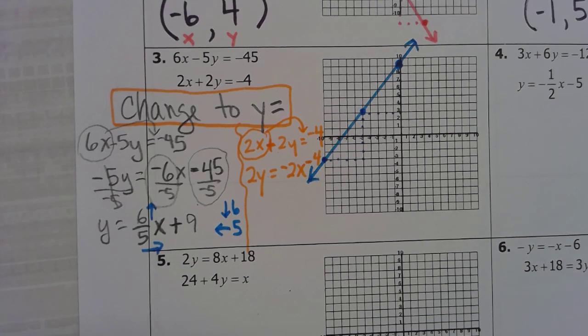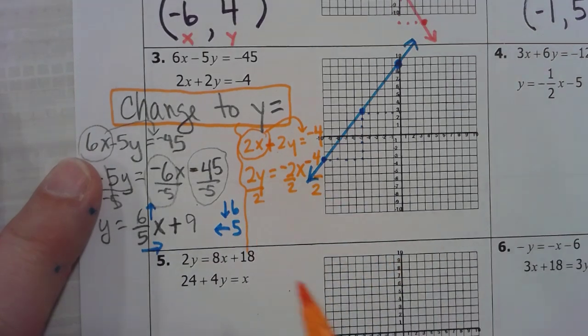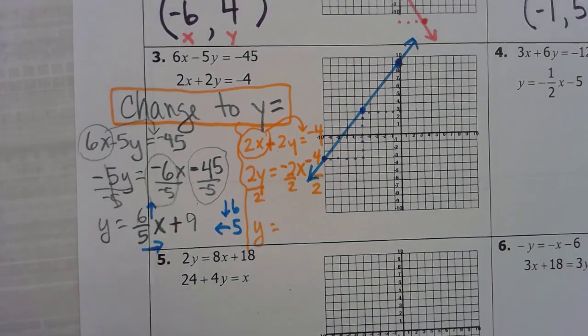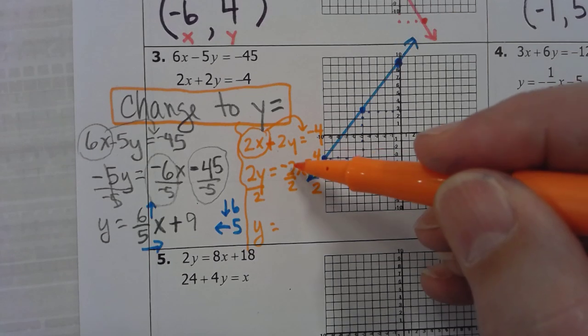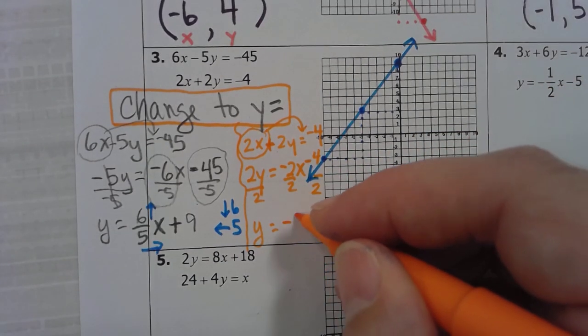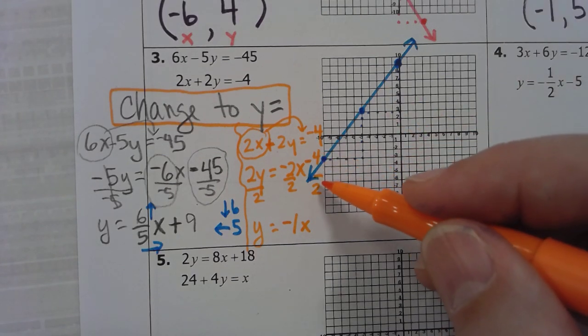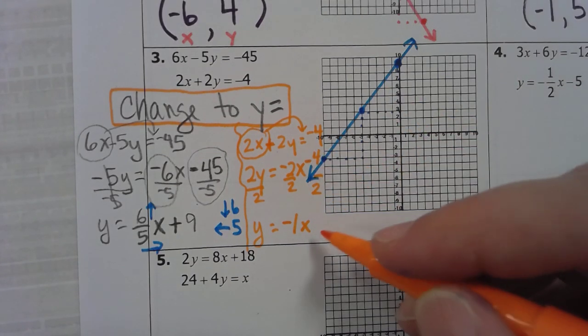And what are we going to divide all that by to get y by itself? 2. Divide by 2. So negative 2 divided by positive 2 makes negative 1. And negative 4 divided by 2, negative 2.